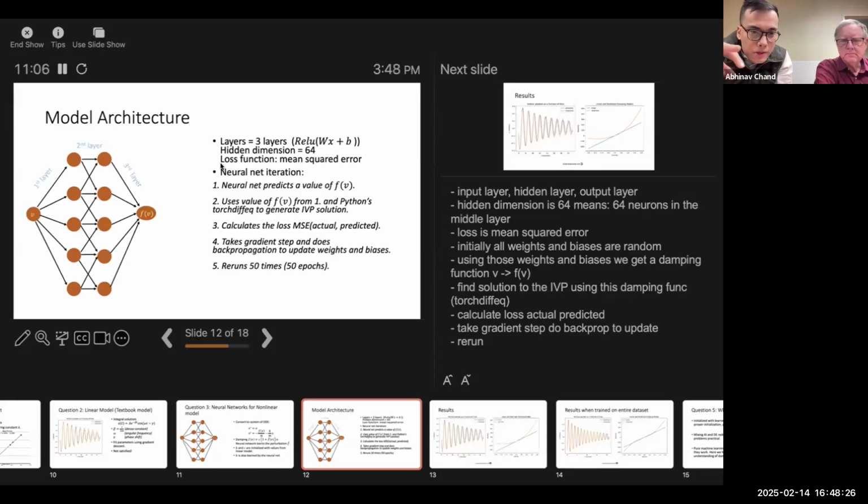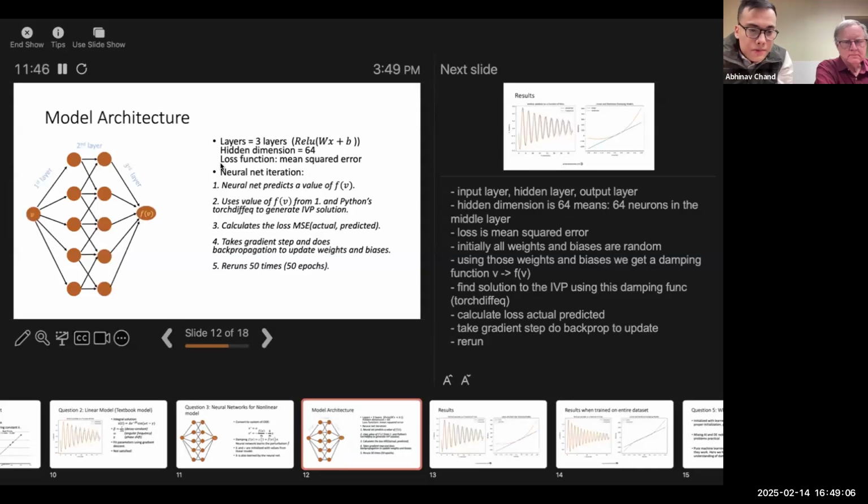And I will briefly explain how the neural net iterations work. So first, you haven't learned anything. The neural net doesn't know anything. So it just has random values for the weights and biases in those neurons. So then it predicts a value of f of v for a given v. So that's the damping function, right? And in the second step, we use that damping function predicted by the neural net to generate a solution to the initial value problem. And we use Python's torchdiffeq for that.